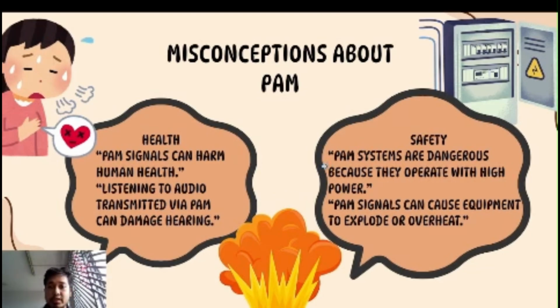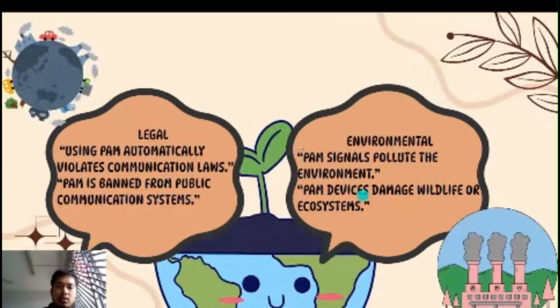Now we go to the safety. PAM systems are dangerous because they are operated with high power, and PAM signals can cause equipment to explode or overheat. That's not correct because only power circuit design causes overheating, not the PAM technique itself. Now for the legal misconceptions: using PAM automatically violates communication laws, and PAM is banned from public communication systems. That's not correct because many systems like LEDs or some digital signals use PAM legally.